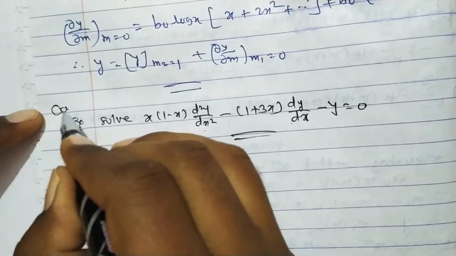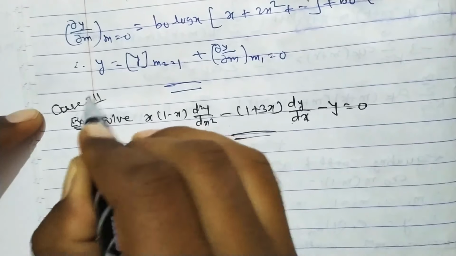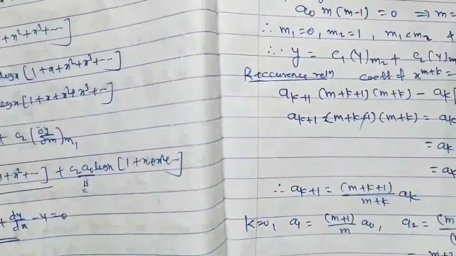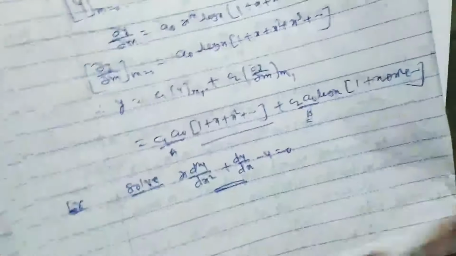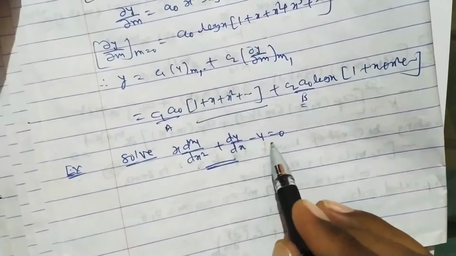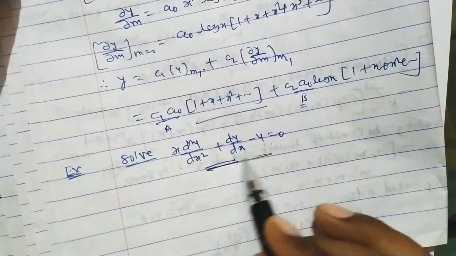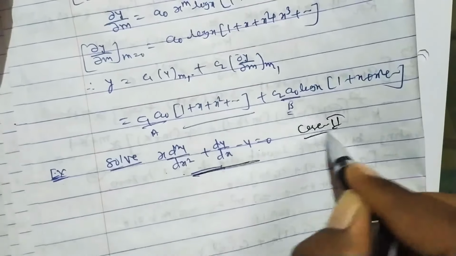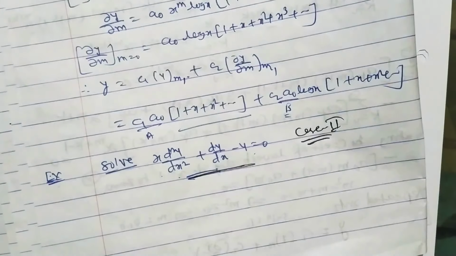This problem is on case number 3a. You try this. And the next problem is on case number 2, that is this. So you try this problem also at home, that is solve x into d2y/dx2 plus dy/dx minus y equal to 0. So this problem is on case 2a. Okay, so try these two problems at home.